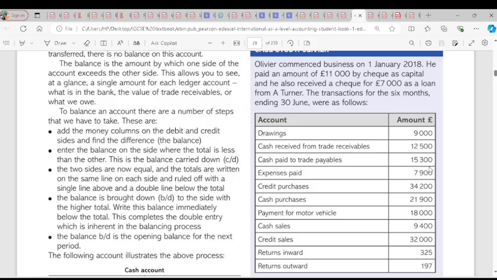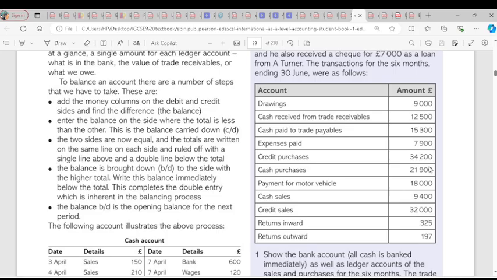Good. 100%. So we go on to payment for motor vehicle. So we need to open motor vehicle account.